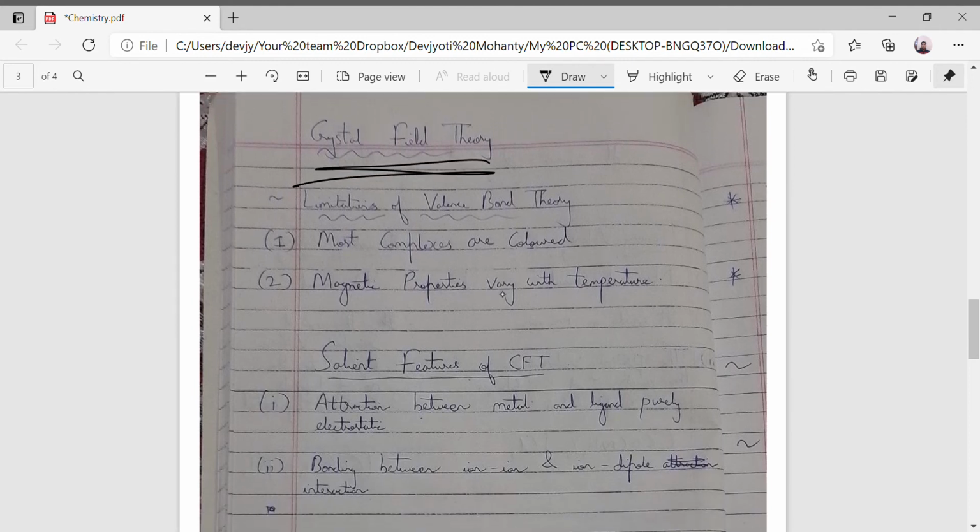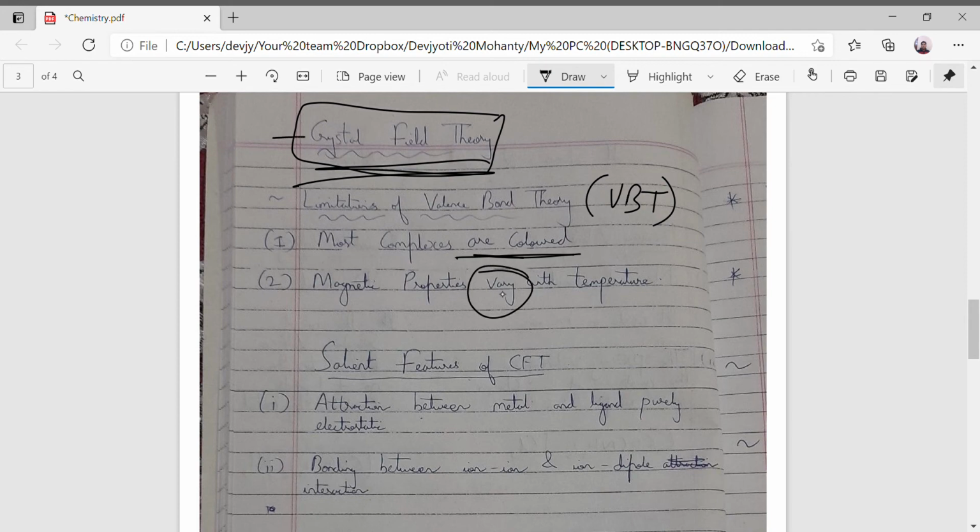Then we will talk about crystal field theory. Before taking crystal field theory as the main topic, let's talk about the limitations of valence bond theory, also popularly known as VBT. Most of the complexes are colored, so as a result there is no proper explanation, and magnetic properties vary with temperature.